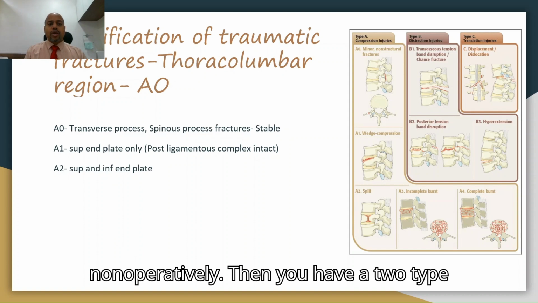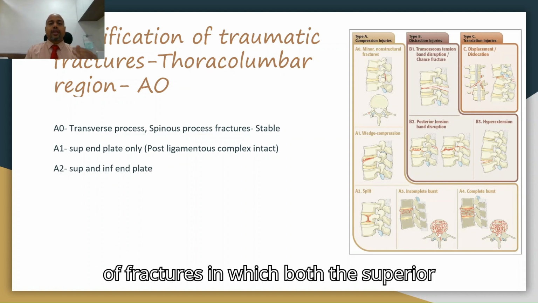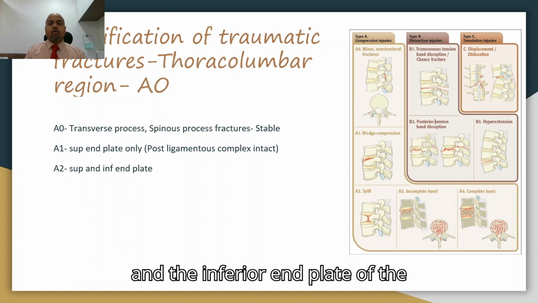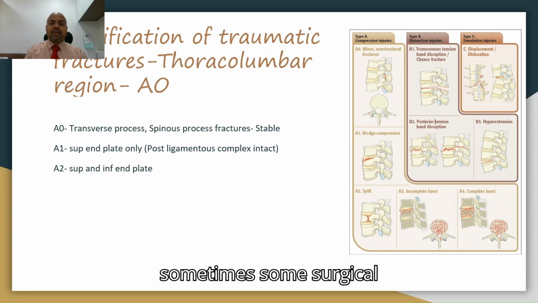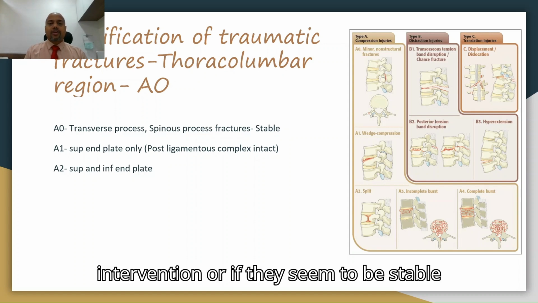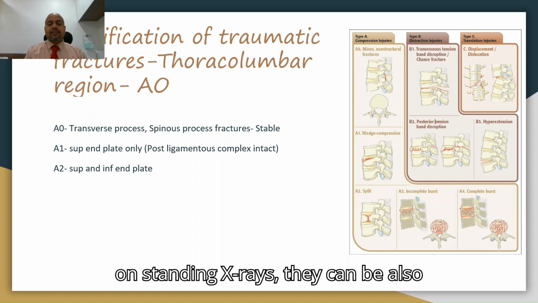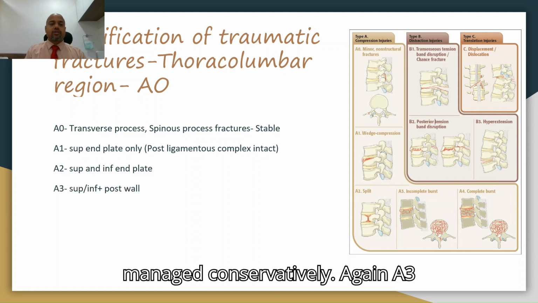Then you have A2 type of fractures, in which both the superior and the inferior end plate of the vertebra have been fractured, which sometimes need some surgical intervention, or if they seem to be stable on standing x-rays, they can also be managed conservatively.